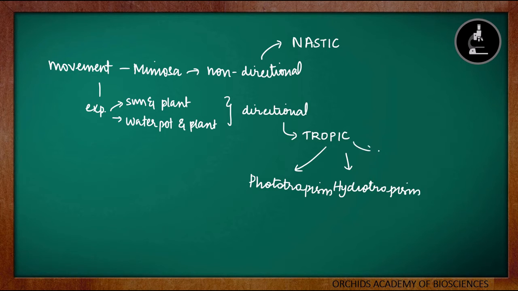It can be chemotropism, it can be geotropism, and so on. So there are various tropic movements in plants, out of which we will be studying about the photo, hydro, chemo, and geotropism.